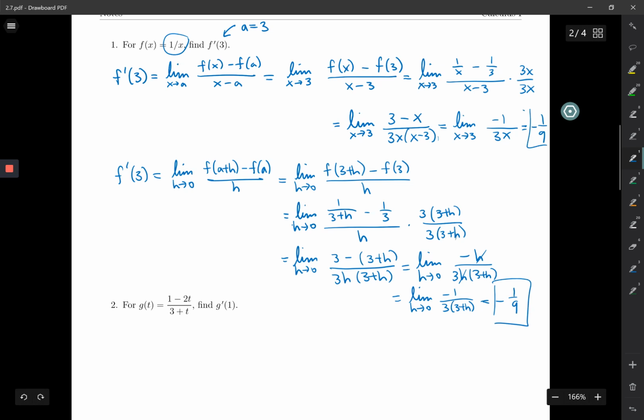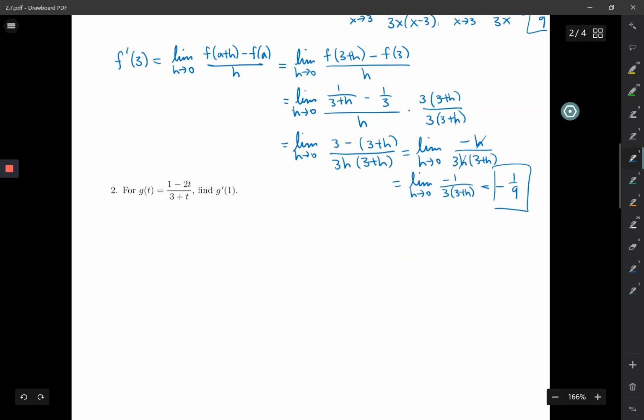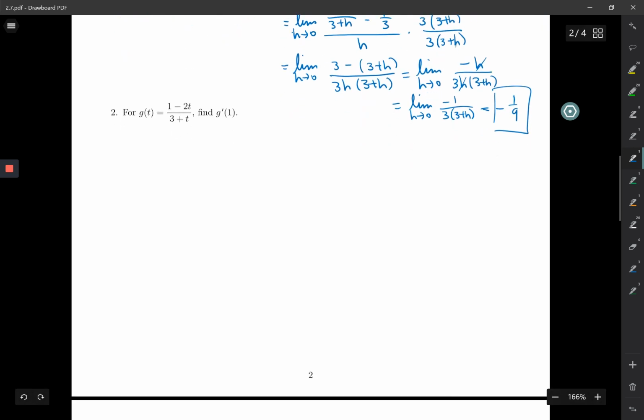Okay, so our answer is negative 1/9. Okay, so let's do another example. This function is a little bit more complicated than the previous problem, so I'm only going to do it one way. So I'm going to go ahead and compute this.